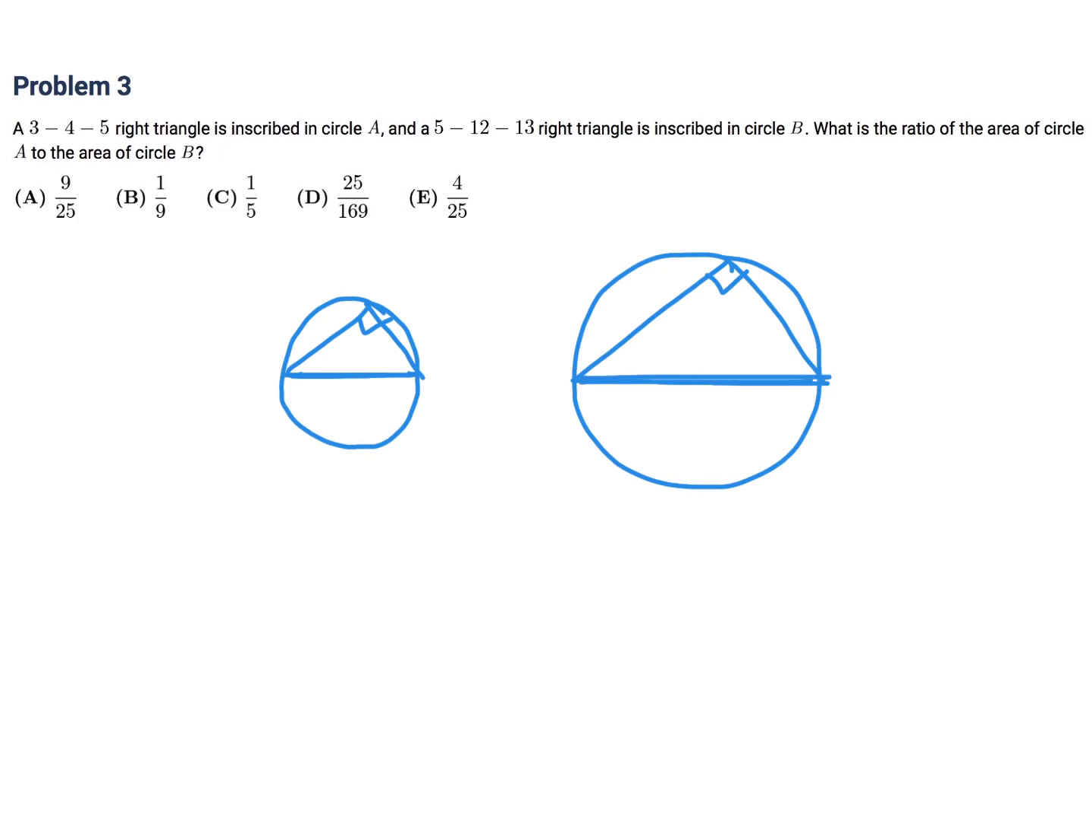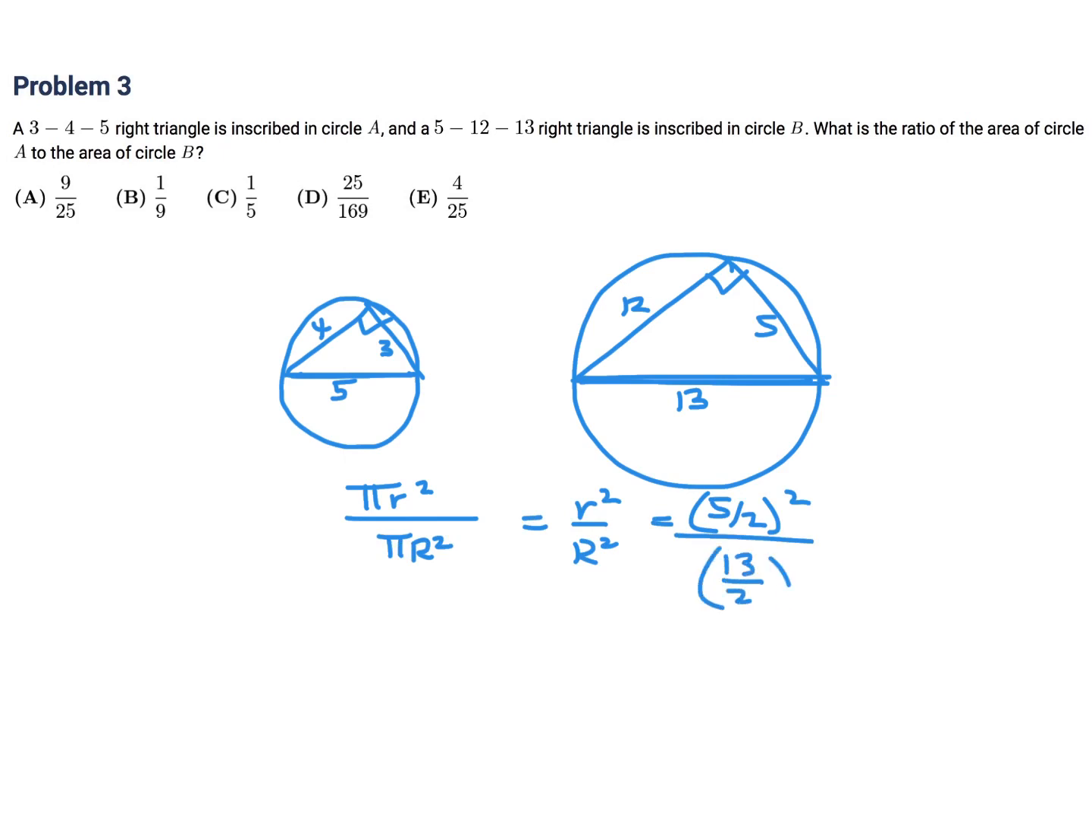So 3, 4, 5, let's label it. That's 3, that's 4, and that's 5. So that diameter is obviously 5. For 5, 12, 13, that's 5, that's 12, and that would be 13. So the ratio of the areas would be pi r squared over pi big R squared. Pi's cancel, so it would just be r squared over big R squared. The r in this case, the smaller one, is 5 over 2 because the diameter is 5. And the R in that one is 13 over 2. So if you do this math, it'll be 25 over 169. And that is choice D.